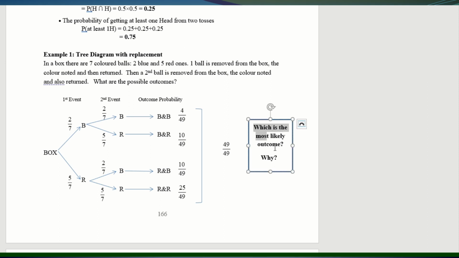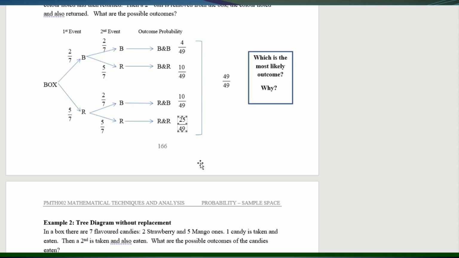So which is the most likely outcome? When you see most likely outcome, you're always looking for the one with the highest probability. So in this case, what is the most likely outcome? Red and red. Okay, red and red is the most likely outcome. Why? Because it has the highest probability.